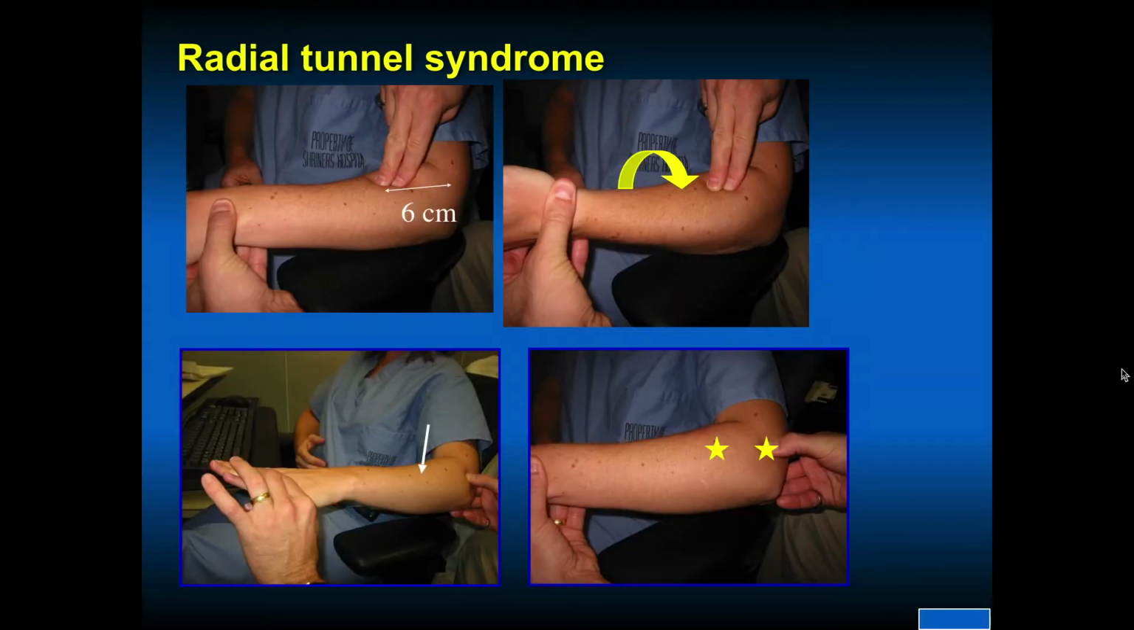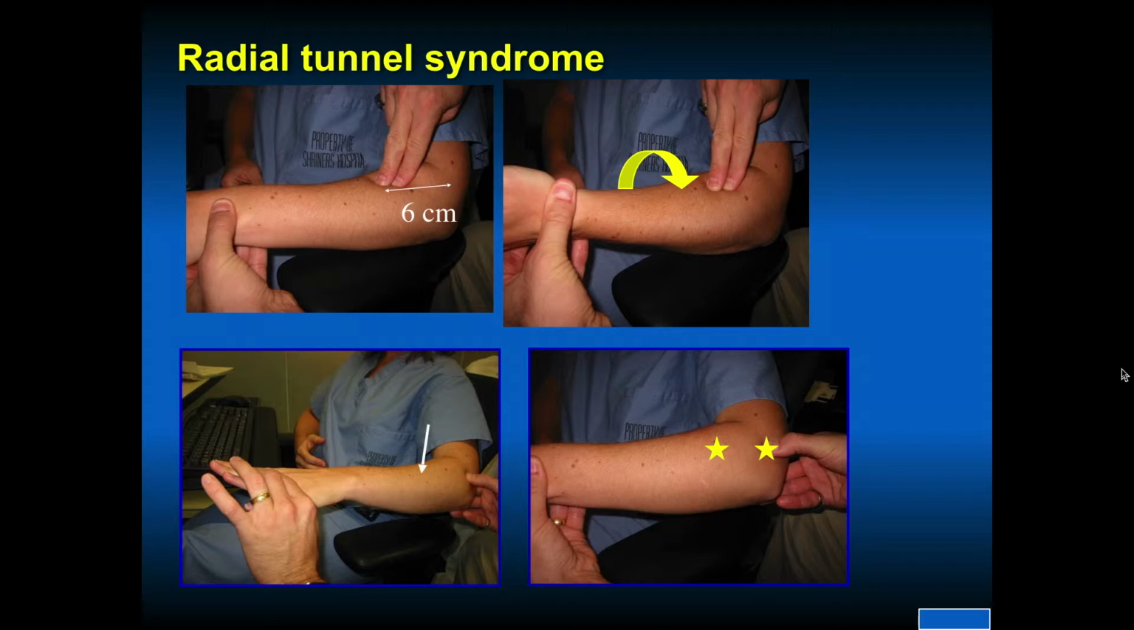Radial tunnel syndrome in the forearm can be mistaken for tennis elbow or lateral humeral epicondylitis. But typically with radial tunnel syndrome, where the radial nerve comes through is 6 centimeters distal to the lateral humeral epicondyle, and they will have pain directly over that area on palpation and have localized pain in that area and some reproducible pain on doing supination repetitive maneuvers as shown.